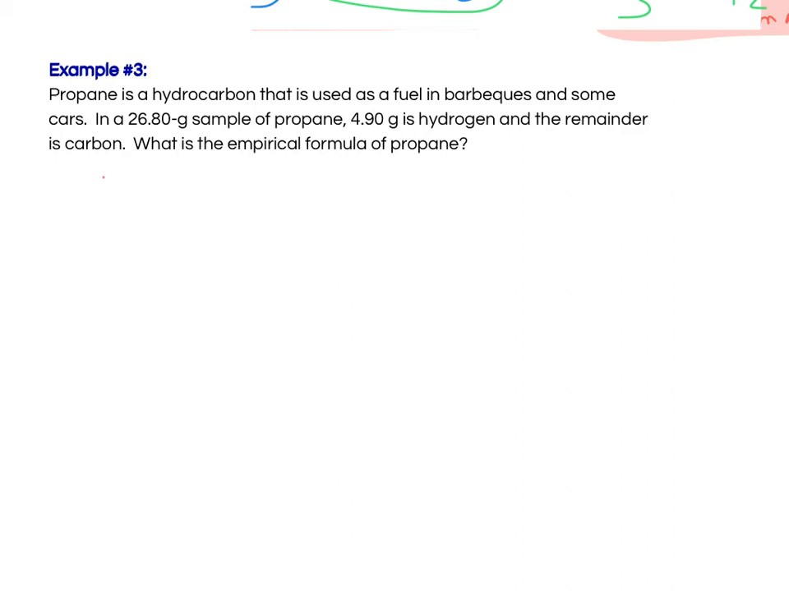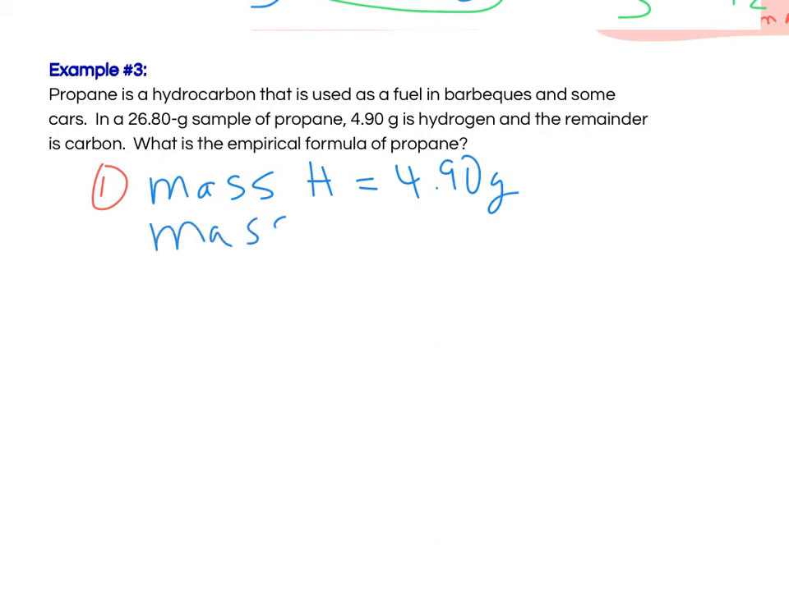All right, so the first thing that I want to do is examine the information that I'm given. I'm given the mass of hydrogen, so I'm going to write that out. I'm not given percentages, so I don't need to deal with that at all. My mass of hydrogen ends up being 4.90 grams. They don't give me the mass of carbon straight away, but I do have enough information to sort that out. So the mass of carbon is going to be the difference between the total mass, 26.80 grams, and the hydrogen.